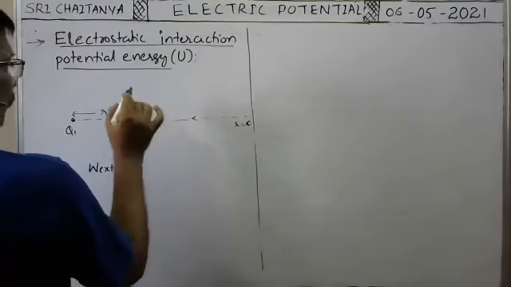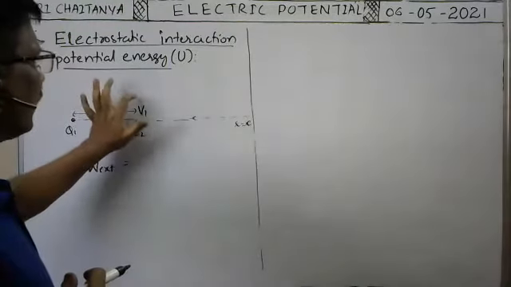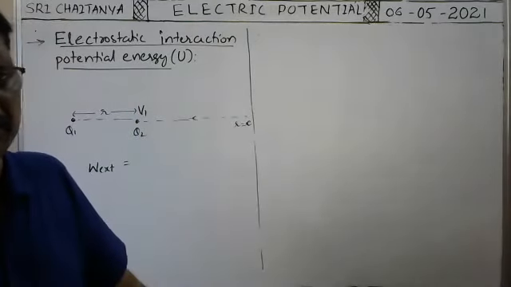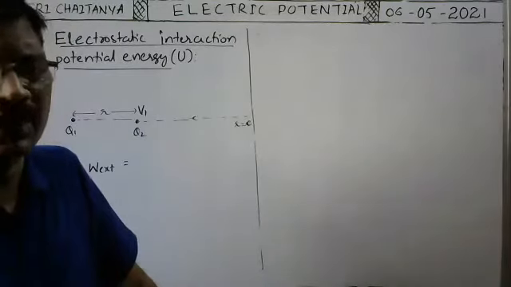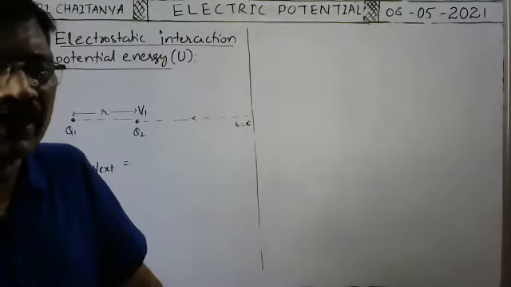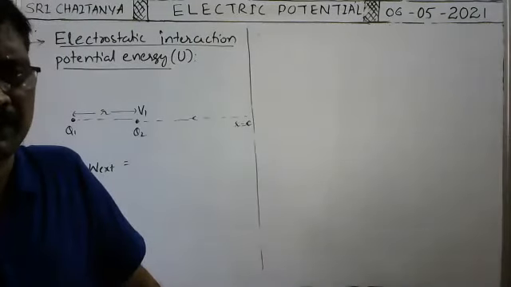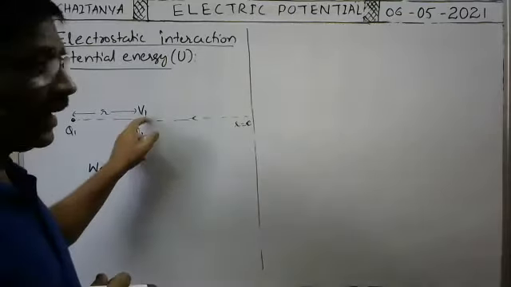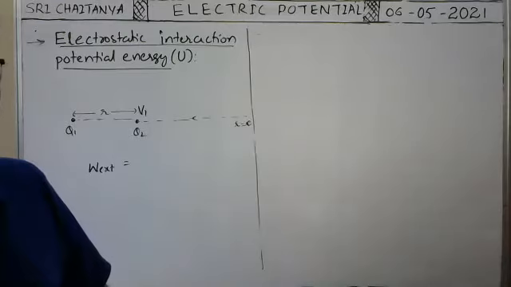Electric potential V1. Here, to bring a charge Q2 from infinity to a point where the electric potential is V1, what is the external work to be done? We have to bring a charge Q2 from infinity distance to a point where the potential is V1. What is the work? External work to be done. You are given potential. Electric potential at this point is V1.